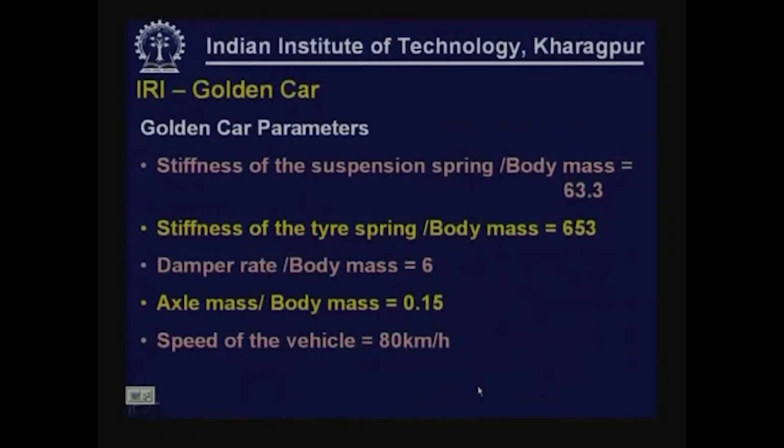These are the golden car parameters that are used. Stiffness of the suspension system by body mass is taken as 63.3. Stiffness of the tire spring by body mass is taken as 653. The damper rate by body mass is taken as 6. Axle mass by body mass is taken as 0.15, and the speed at which the vehicle is made to move in the theoretical model is 80 kilometers per hour.